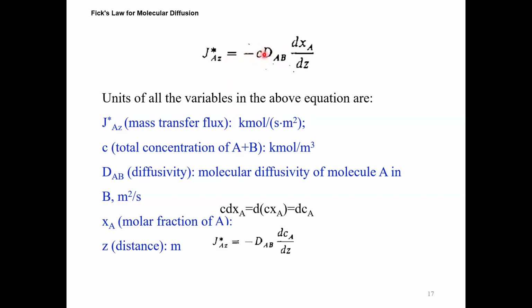And you have the constant total concentration outside. So the total concentration of A and B is outside the derivative. When you take it inside, your C times X_A becomes C_A, the concentration of A. So you can rewrite Fick's law in another form as well. The new term you have learned here is diffusivity.